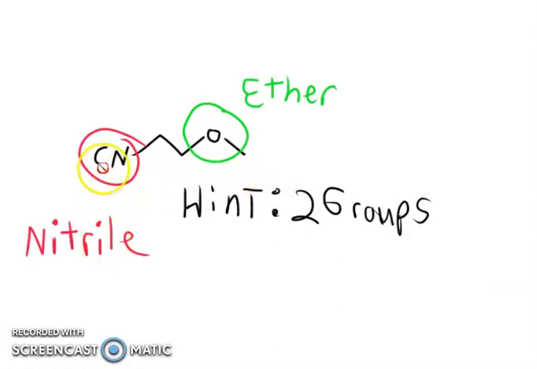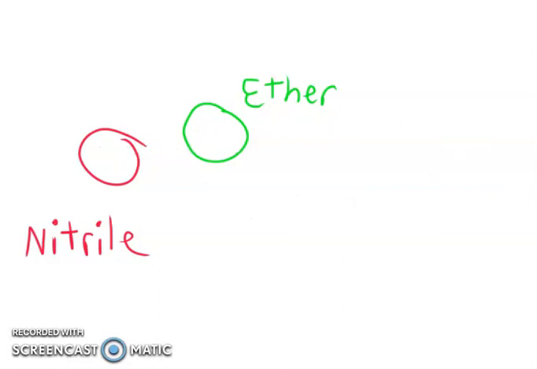So the one on the left is our C triple bond N. And remember, sometimes they're not going to show that triple bond, so just know it is there if it's on the end and it's a nitrile. On the right, we have our ether molecule. Remember, this is just carbon, oxygen, carbon, or you might see it written as ROR. Let me get another example for you guys.